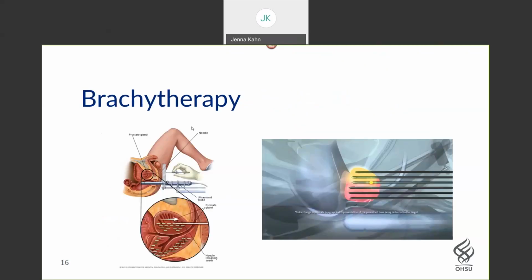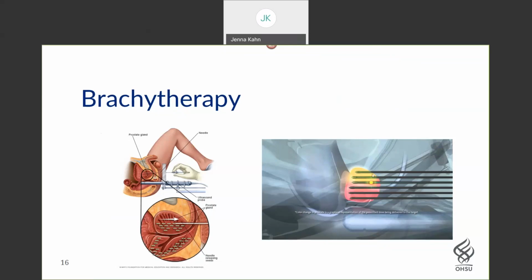There is brachytherapy, or internal radiation, and that is where needles are placed through the perineum into the prostate. This can be done through low dose rate, or some people like to call them seeds, where radioactive iodine, palladium, or cesium seeds get placed into the prostate gland. Those seeds stay in there forever, but they release radiation slowly over time and eventually don't have any more radiation after a certain amount of time. But they're treating the prostate gland alone from the inside.